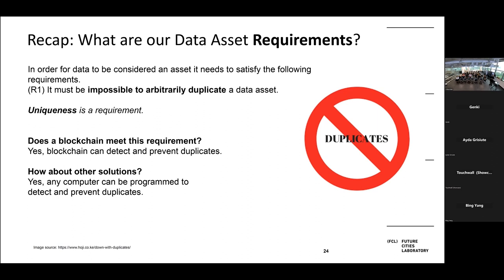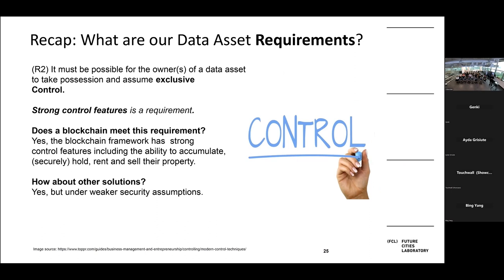And how about any other solutions? Yes, again, any computer can be programmed to detect and prevent duplicates. So while the blockchain can meet this requirement, it doesn't have any specific advantage over any other mechanism or solution, but it still meets this requirement. The second requirement of the data set is a strong control feature. In the case of blockchain, a strong control feature is present. You have the ability to hold, accumulate, rent and sell property. And how about the other general solutions out there? Yes, they can also do that, but under weaker security assumptions. So in this case, blockchain has an advantage over other solutions. Strong control features are a requirement that is supported by the blockchain more than other solutions generally do.